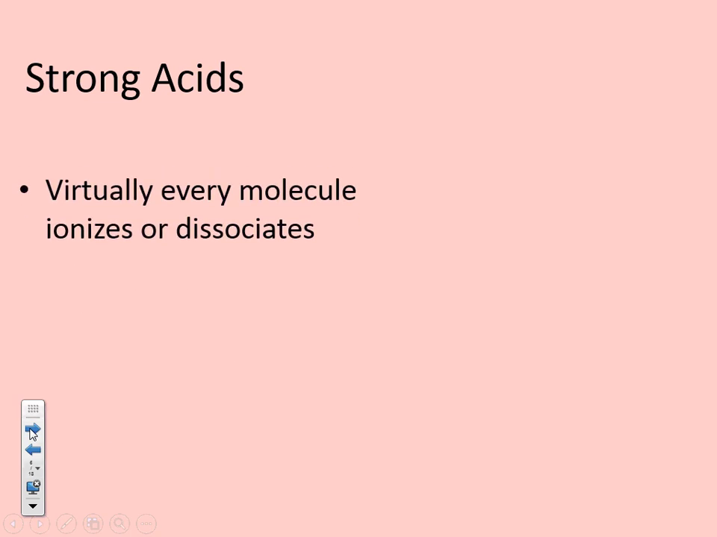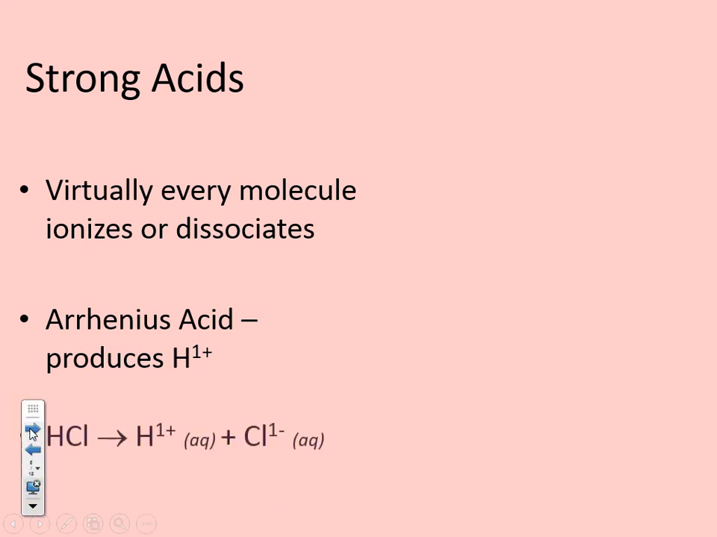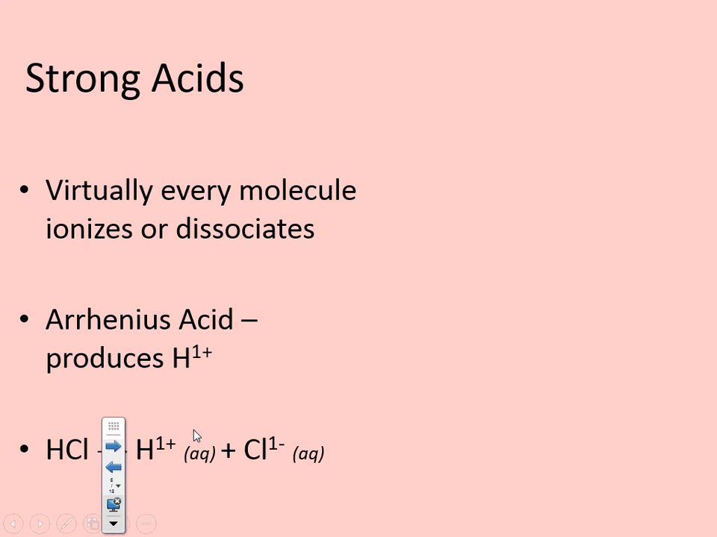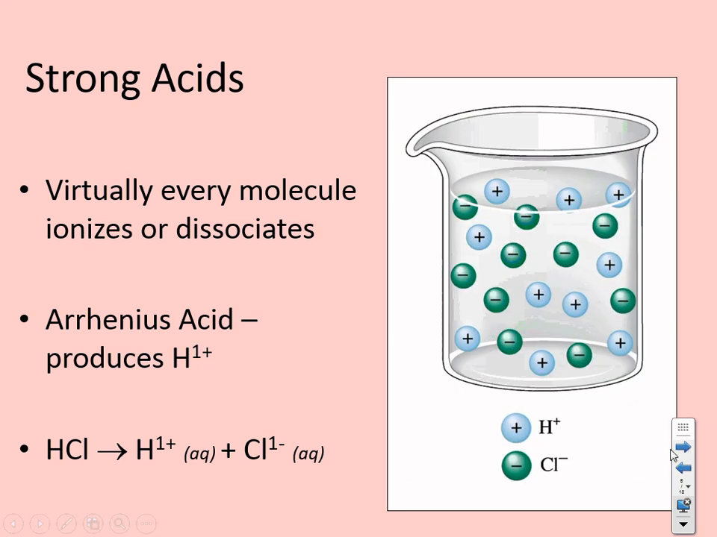Strong acids. When you have a strong acid, it virtually dissociates completely. So we have lots of hydrogen ions. So for example, we have hydrochloric acid producing, it truly does produce hydronium, but we abbreviate it to just hydrogen, and chloride ions. So none of the HCl is left as a molecule with a strong acid. So when you look in solution, it's all dissociated, which makes it a strong electrolyte as well.